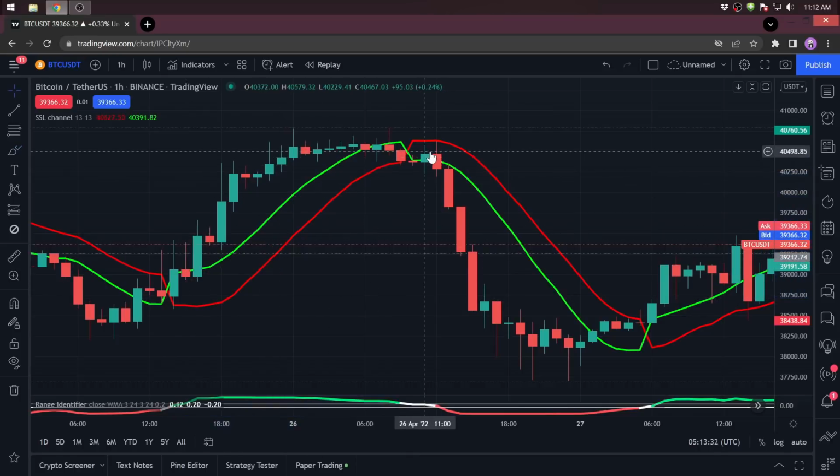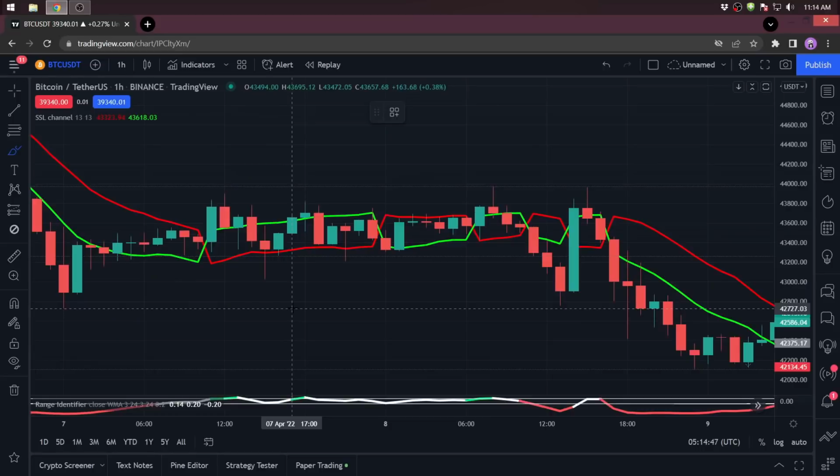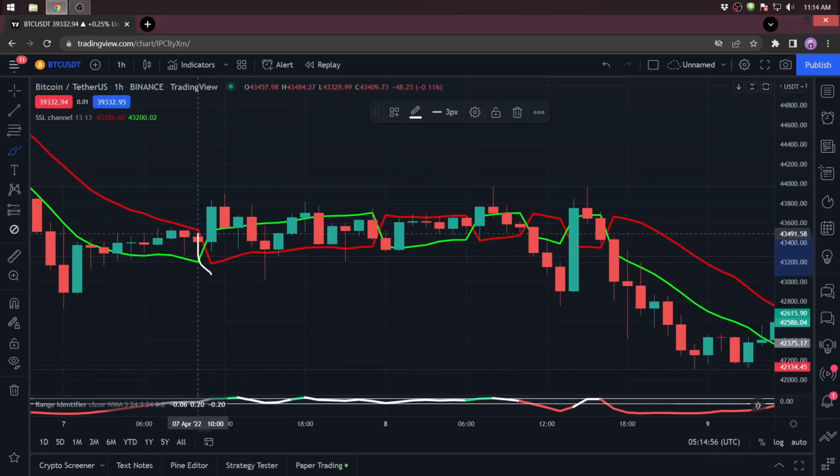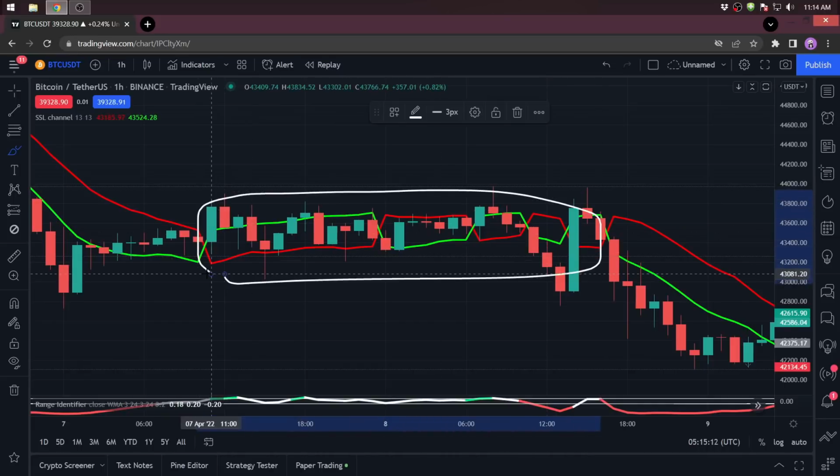And if the red SSL line crosses up the green SSL line, that means the market has changed to bearish and a strong downtrend is going to happen. But this theory only works in a trending market. When the market is ranging, the SSL channel gives us many false signals. So no problem, I will teach you how you can filter out the false signals as well.